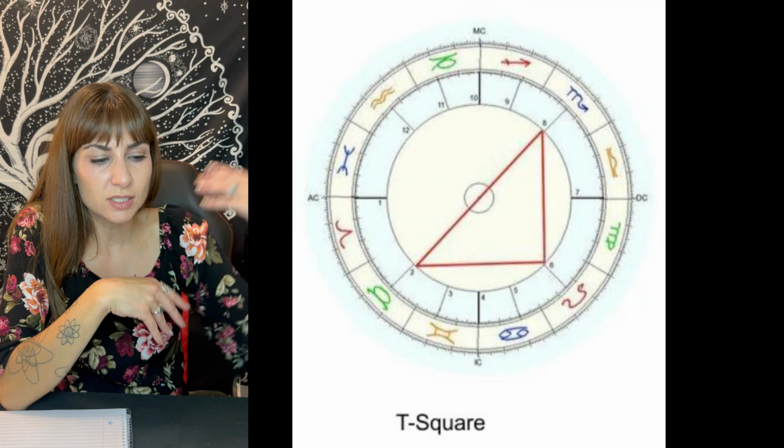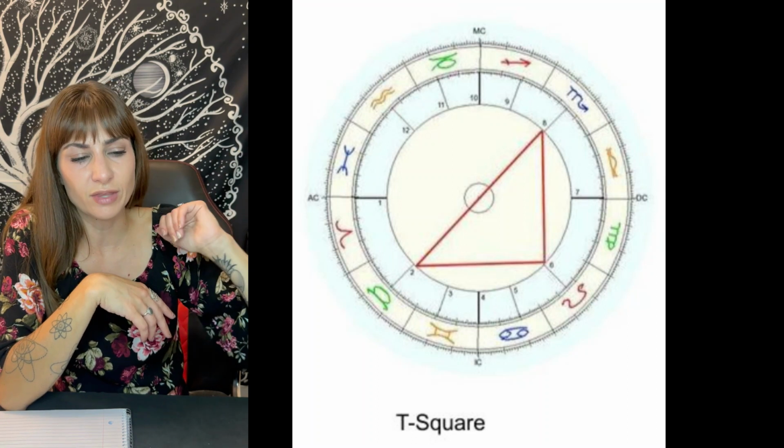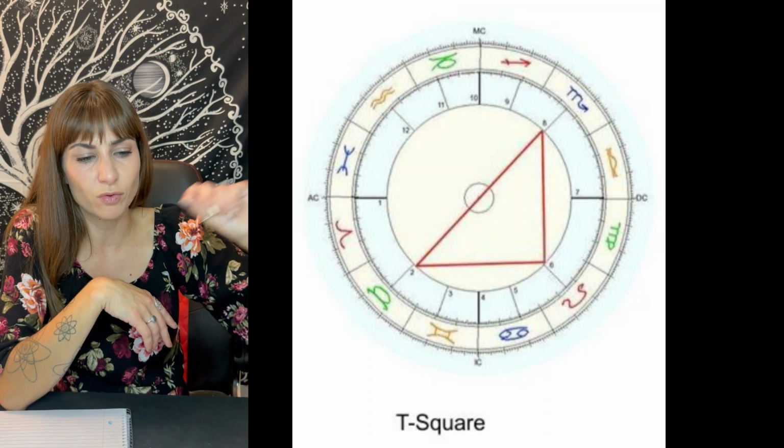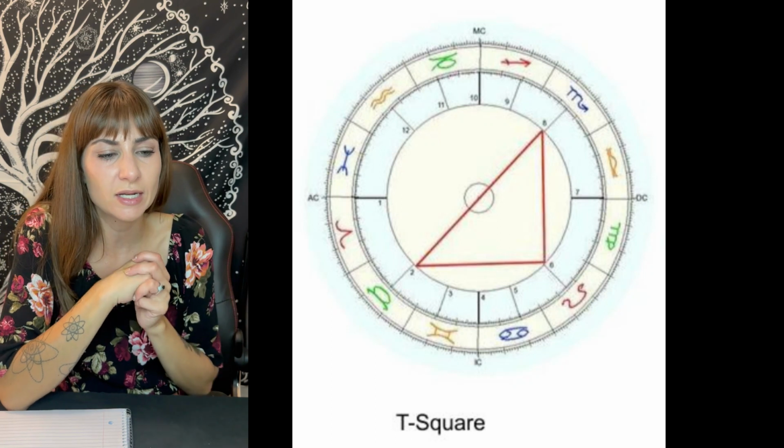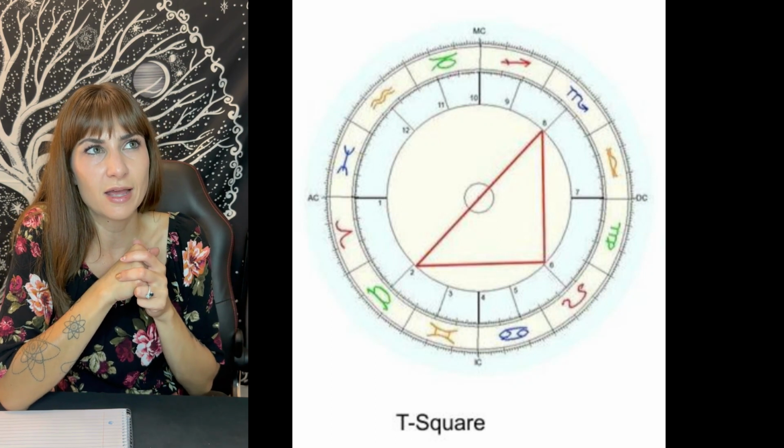A T-square is just like the grand cross, only it doesn't have that last point, and so therefore there's only one opposition involved in it. It's a little bit like a table with 3 legs.